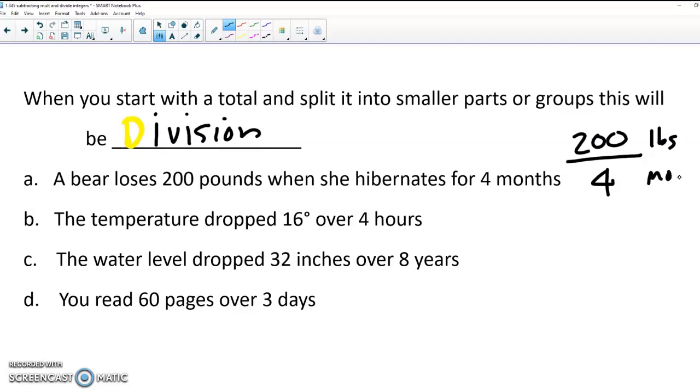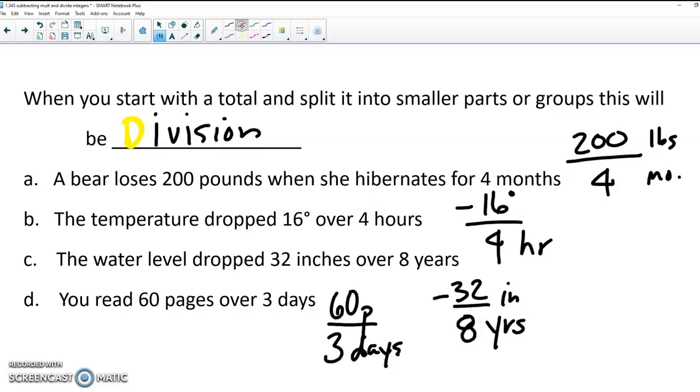The temperature dropped 16 degrees over 4 hours. So, it went down 16 degrees. Remember, we're paying attention to the sign over 4 hours. Okay? You try the last two, and then we'll check. Okay, just check those two here.